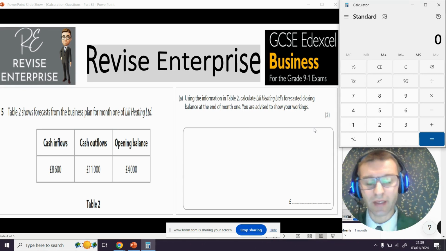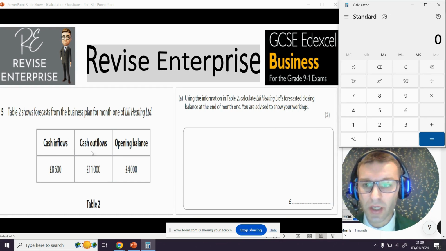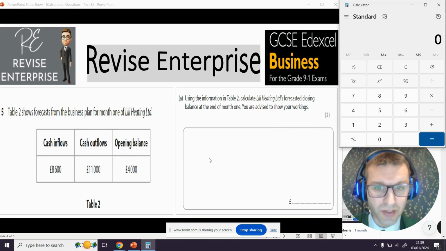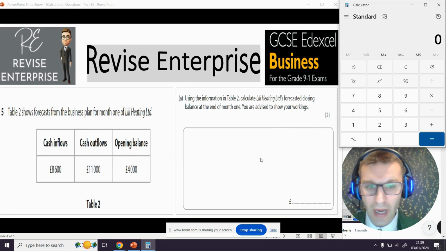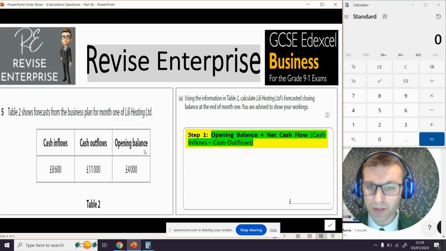Now, the interesting thing here again is it's all about knowing your formulas. So knowing what a cash flow forecast is and the different formulas around that as well. And if you know that from your revision, you'll be comfortable with doing these sorts of questions. So to work out your closing balance on a cash flow forecast, you have to do the following formula. It's your opening balance, which is here, plus your net cash flow.